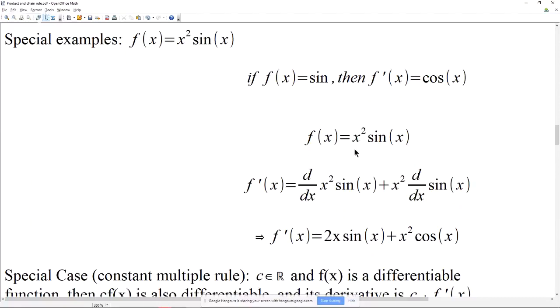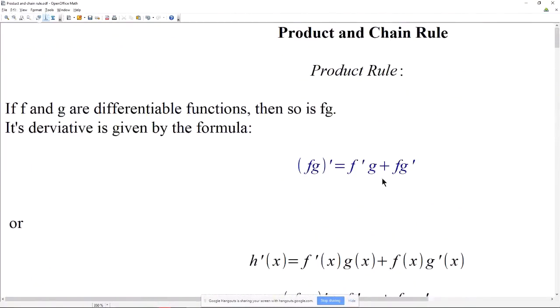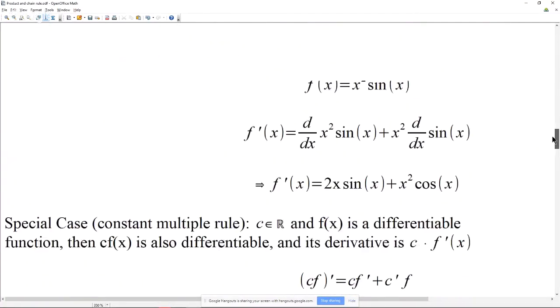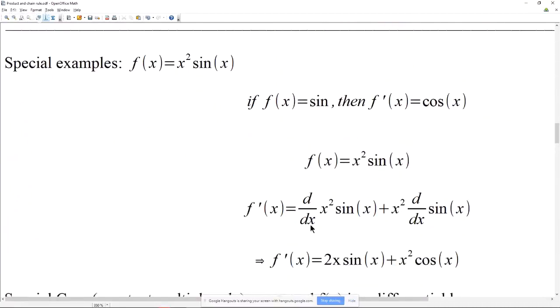So here's the point. x squared sine of x. Here's my function. Now I want to take the derivative of that using the product rule, which again I didn't show, but it looks like this. Remember the product rule: I want the derivative of one function times the other function, plus the function times the derivative of the second function. That's the form. What I'm going to do is use Leibniz notation on this, because I think it actually shows more easily what I'm taking the derivative of.